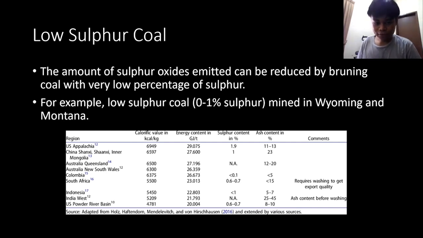in the US. As we can see in the table here, some of the coal has much lower sulfur content as compared to coal that is mined in other places. South Africa, for example, has very little sulfur content, which is only 0.6 to 0.7%. However, the calorific value might be a little bit reduced as compared to other coals which have more sulfur content in them.